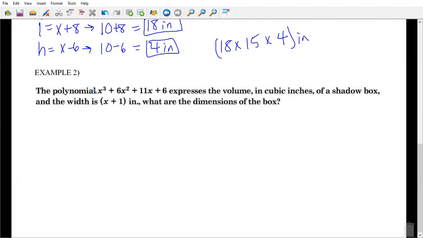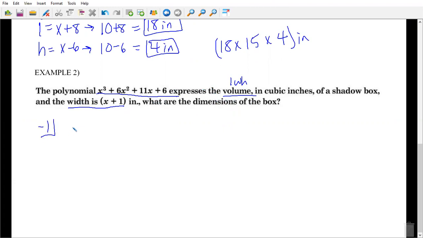Okay, so if you look here, it's another volume. So it gives you your volume. And we know volume again is length times width times height. It gives us our height. So to find the other dimensions, we have to use division. So hopefully you chose to use synthetic.